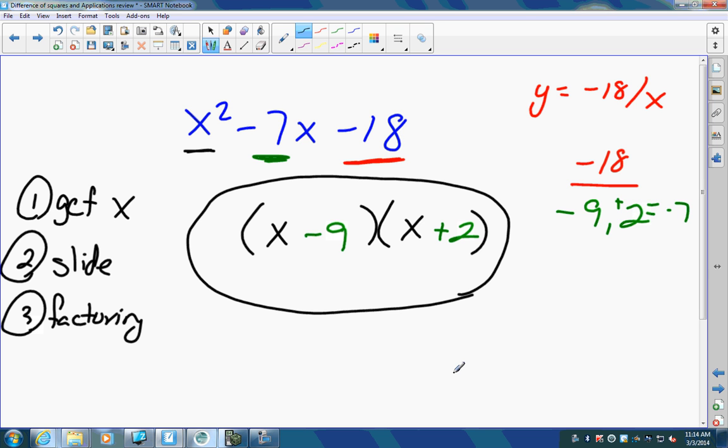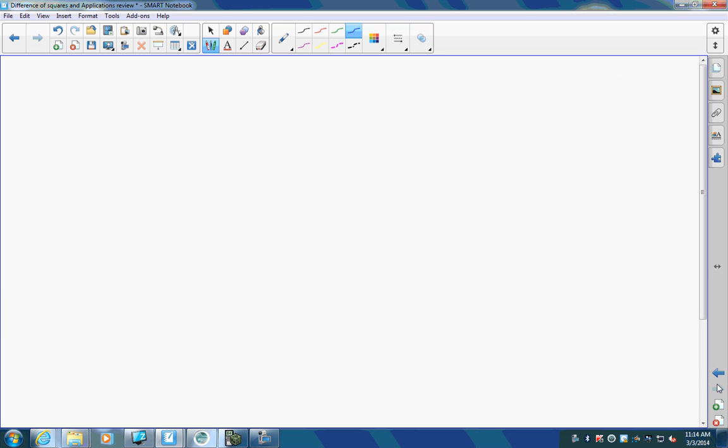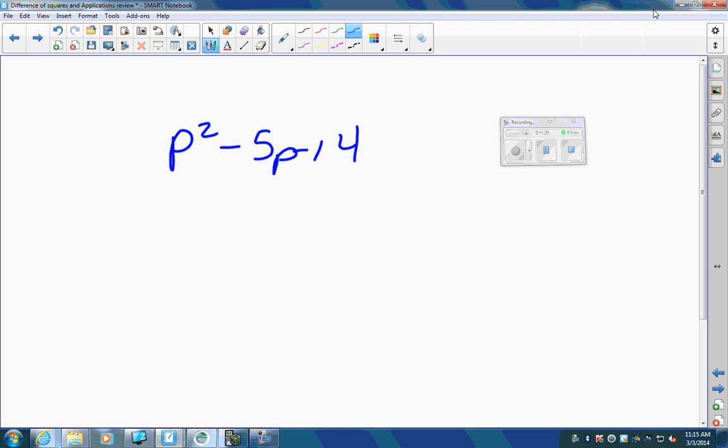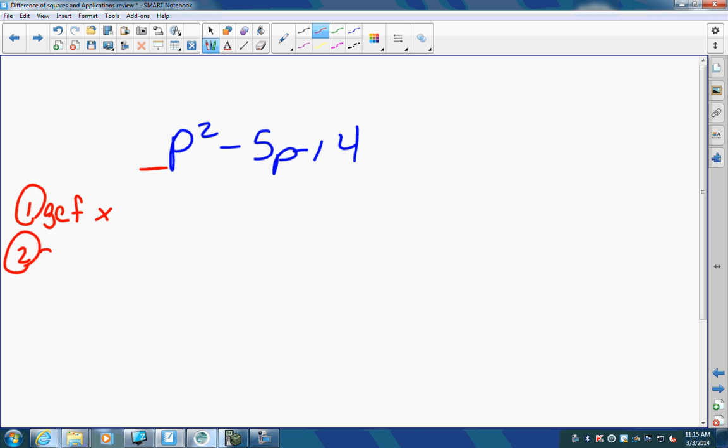All right, let's try the next one. You guys are going to try this one. Ready? I've got p squared minus 5p minus 14. We'll try and factor this. So on this one, step 1 is GCF. There is not a number in front of that p squared, so there's no GCF, and there's no slide. So I get to easily split up my factors. P squared splits up as p and p. I need the factors of negative 14.